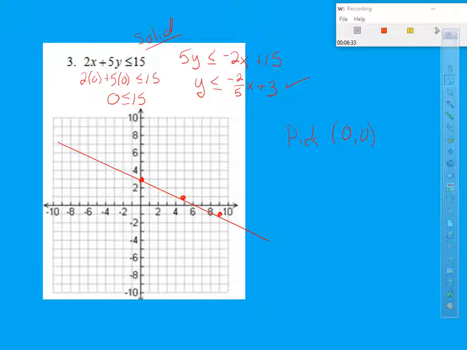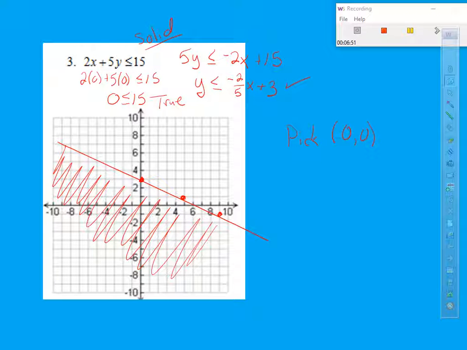If it's true, you're going to shade the side with 0, 0. If it's false, you're going to shade the side that's not. Well, this is a true statement. So we want to shade the side with 0, 0. Okay. Guys, that's all there is to the lines. Now I'm going to go ahead and skip number 4.